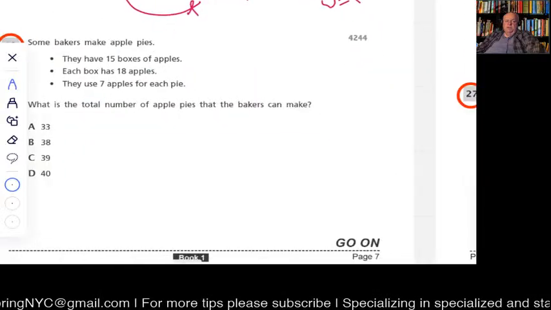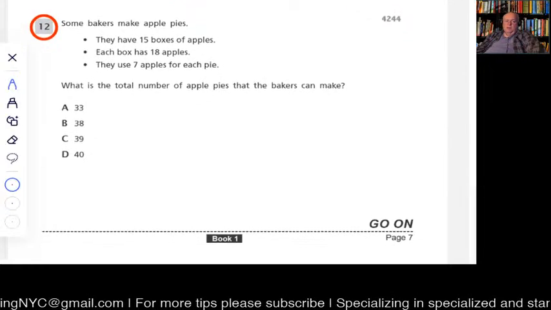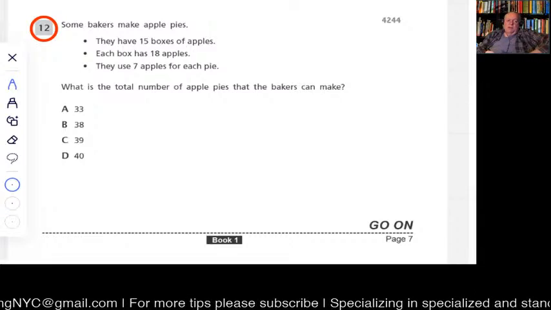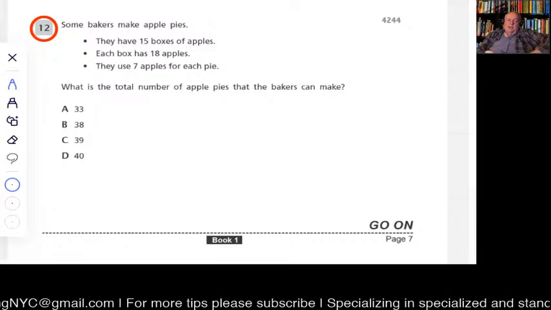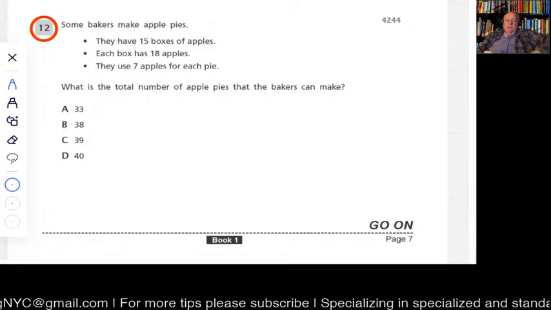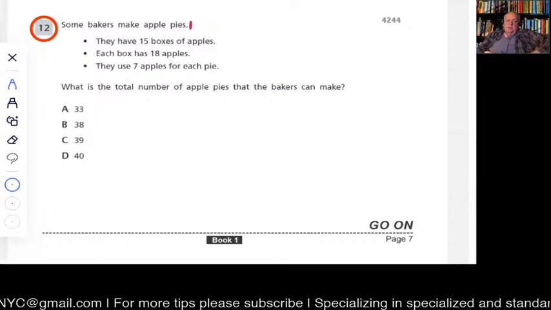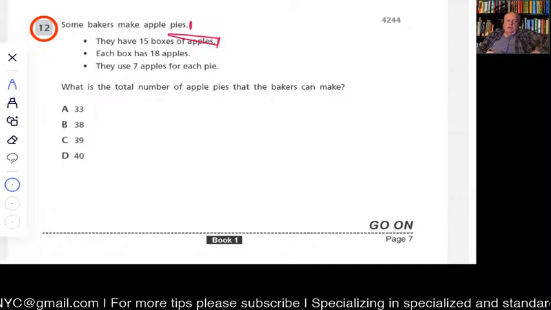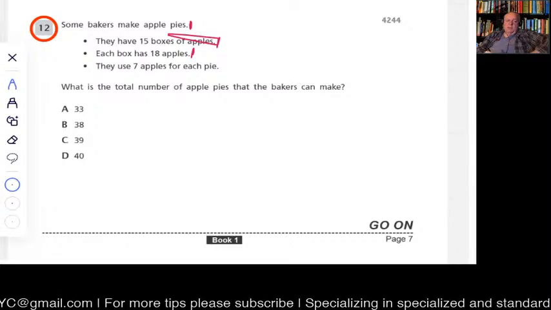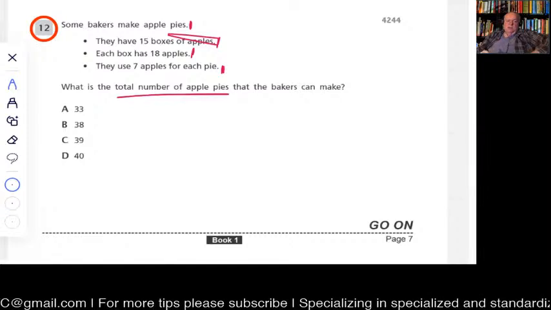Okay, we have a different kind of problem now that's being expressed in a different way. Some bakers make apple pies. We have a bunch of sentences here, and there's no illustration. Some bakers make apple pies. They have 15 boxes of apples. Each box has 18 apples. They use 7 apples per pie. What is the total number of apple pies that the baker can make?